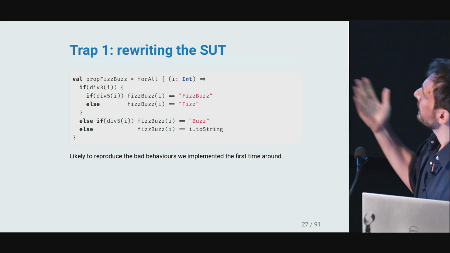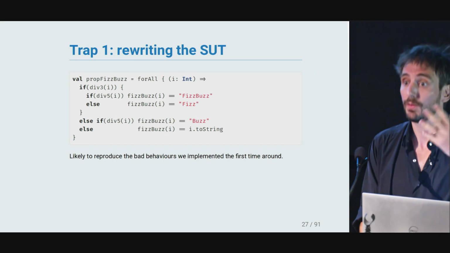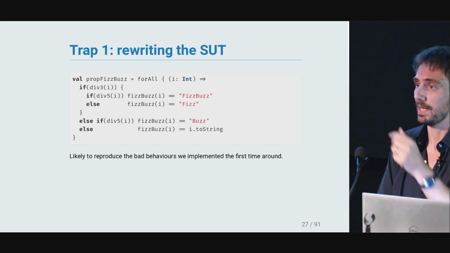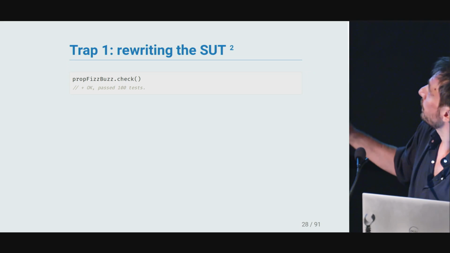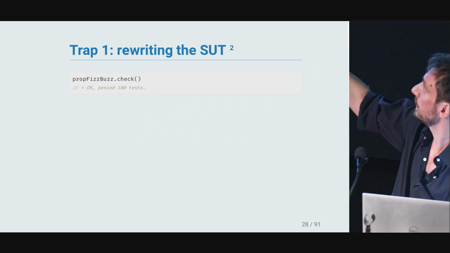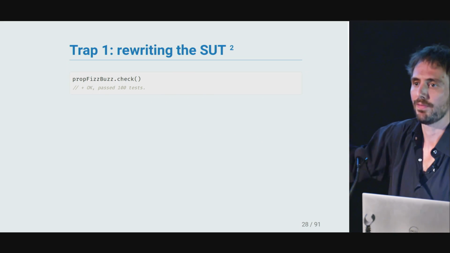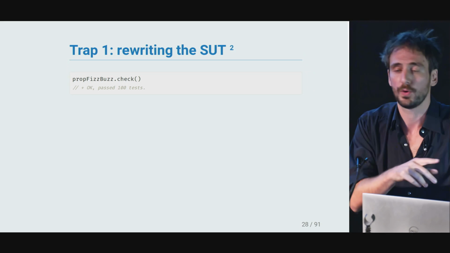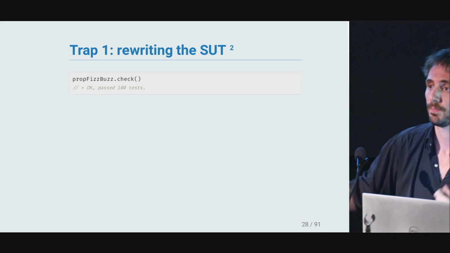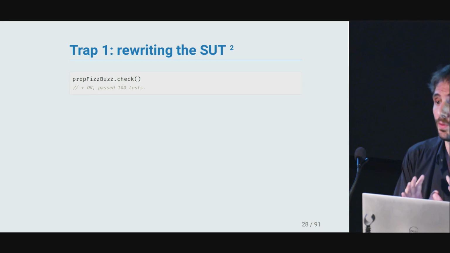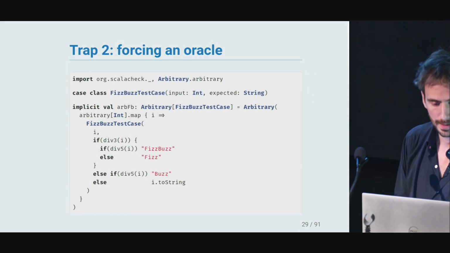Yeah, rewriting the system under test is a trap everybody falls into, and try not to do that. I will give you tips on how not to do that just a bit later. And so we have rewritten the SUT in our property, run it. It passes, it completely fails to find the bug that we have left. Remember, we have an issue when we pass -3. We'd expect fizz, but we get fizz buzz. So we know there's a flaw in our implementation, and this property did not find it at all.